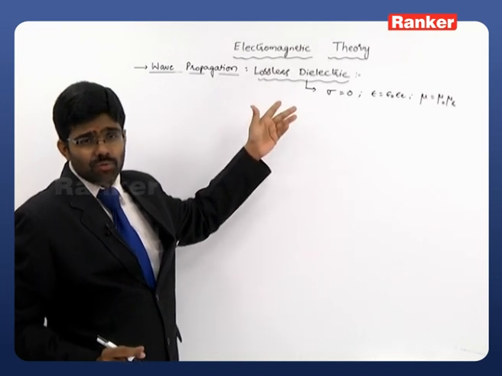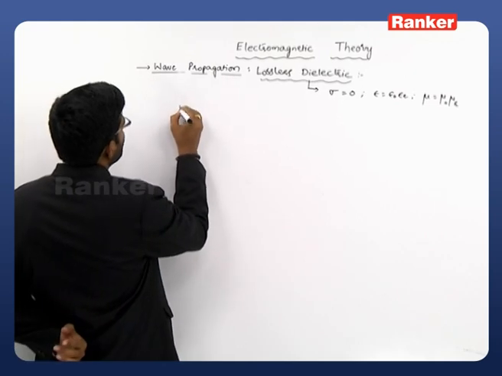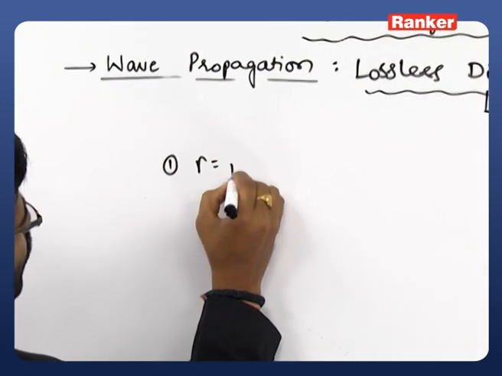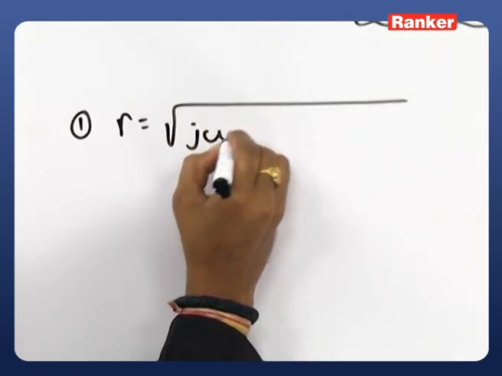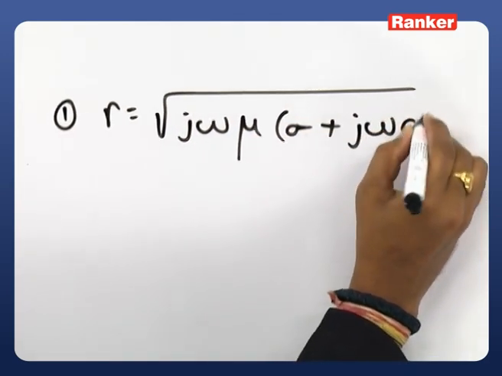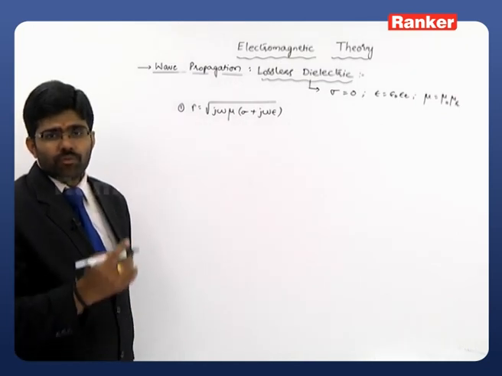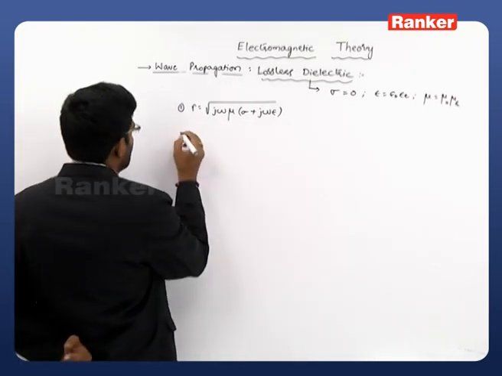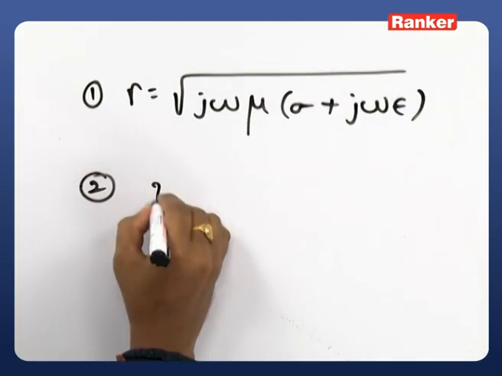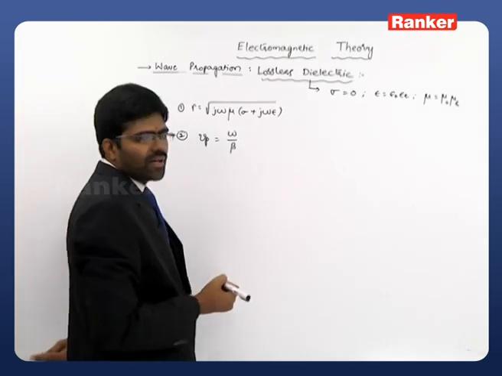Now what are the parameters we are supposed to observe while deriving the equations? We went through our propagation constant gamma. Gamma is equal to the square root of j omega mu multiplied by (sigma plus j omega epsilon). This is the quantity that we have. After that we went through phase velocity. What is the phase velocity? Phase velocity is equal to omega by beta.